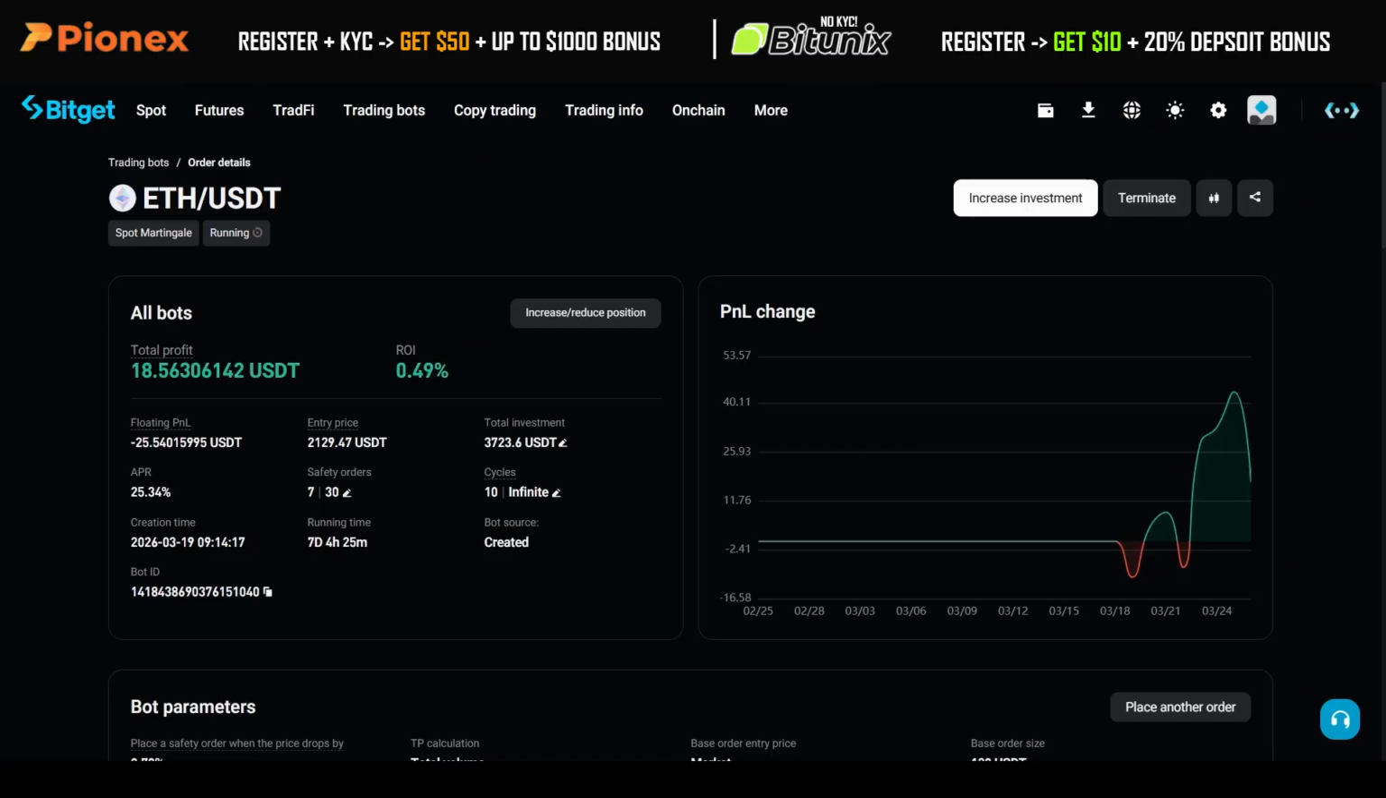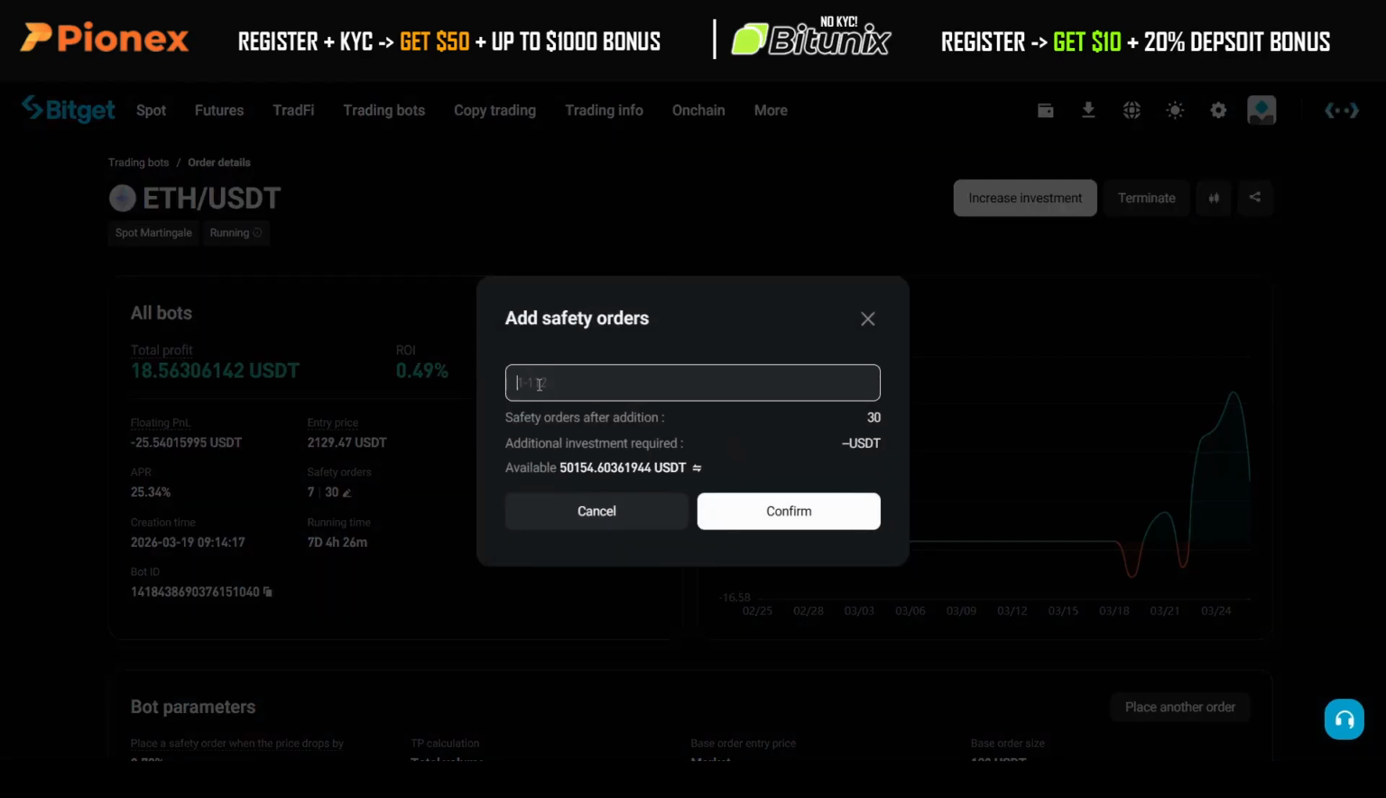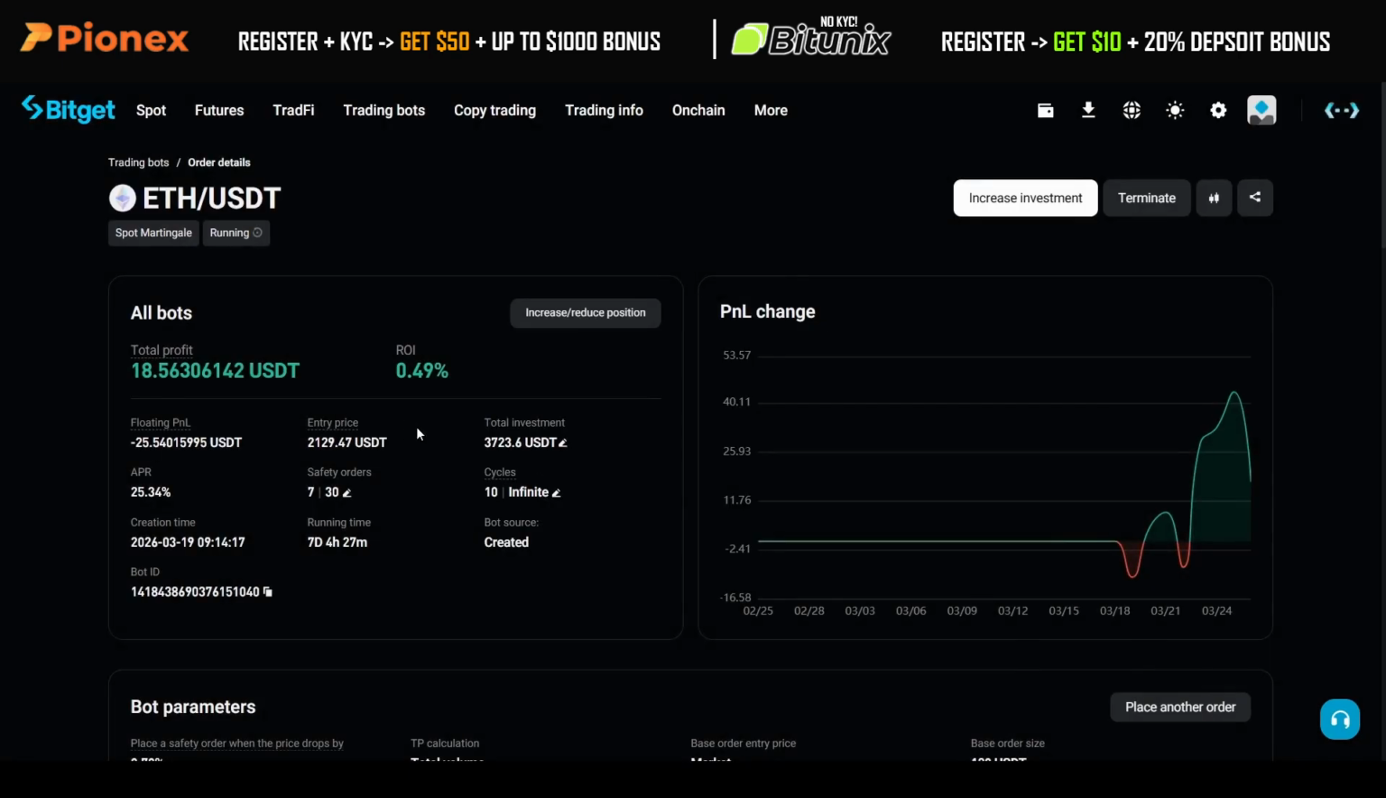One question that might still be open, what happens if all the buy orders are triggered? Basically nothing at all. You can't get liquidated because it's a spot bot. It's just like buying spot and holding the coin. But what I can do on Bitget is I can increase my safety orders at any time. For example, I have the option to add 20 more. And it also shows you what investment is required for that. That would be option 1.